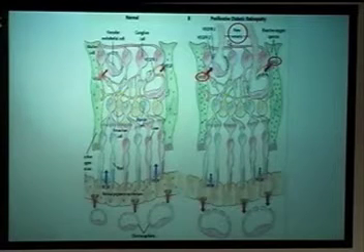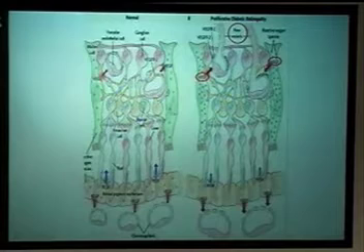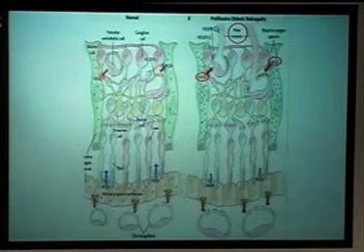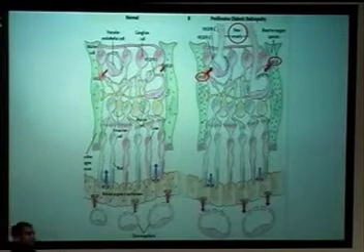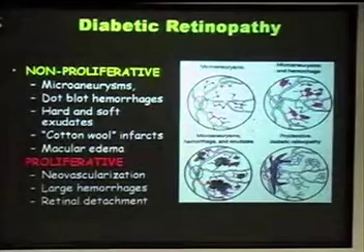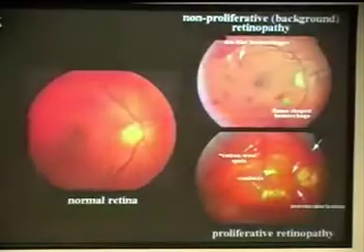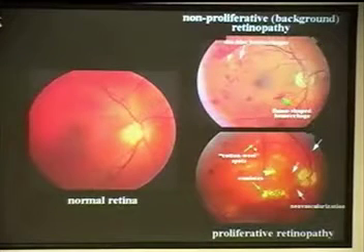Do you see how it's moving into the vitreous? It's moving into the orbit. And what is it doing when it's growing in like that? Pulling. Traction. More pictures: microaneurysms, non-proliferative, proliferative, neovascularization, which is taking place. Neovascularization is what defines proliferative.